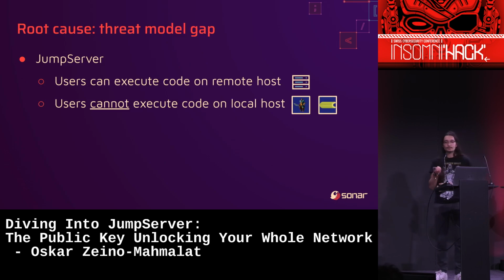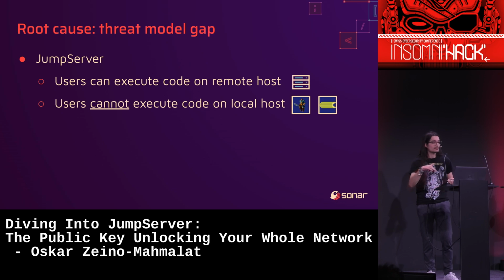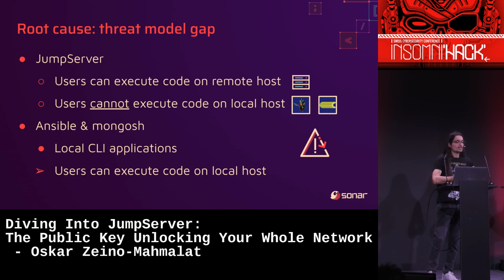Because JumpServer actually has an interesting threat model where they say, okay, you can execute code on a remote host that you're authorized to access, but you're not allowed to execute code on local hosts, so not inside of the Coco container or inside of the Celery container. But this is, of course, different than what Ansible and MongoSH believe, because they think of themselves as a local CLI application. So they are like, okay, if you can run me, you can already run anything on the system anyway. So why should we take any measures to prevent this? Even better, it's a feature that they offer subprocess running shell commands on the local system and stuff like that.